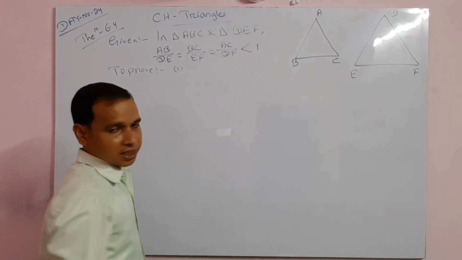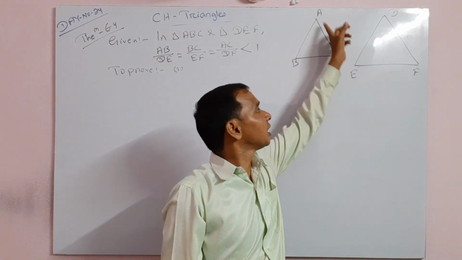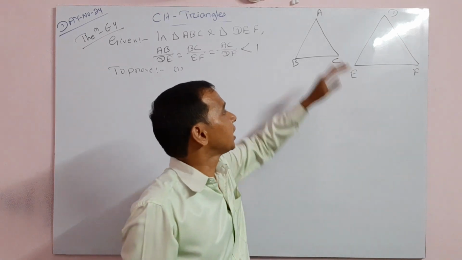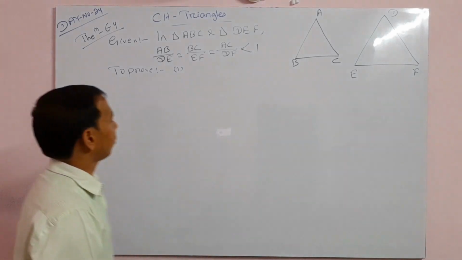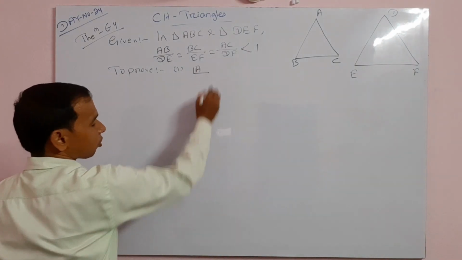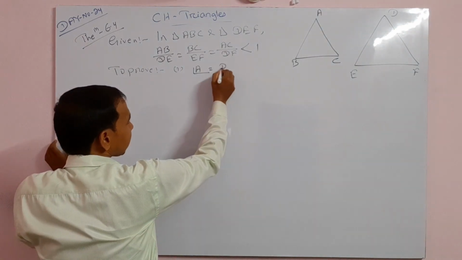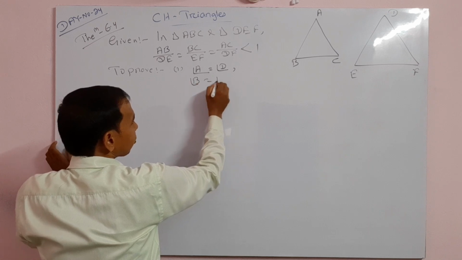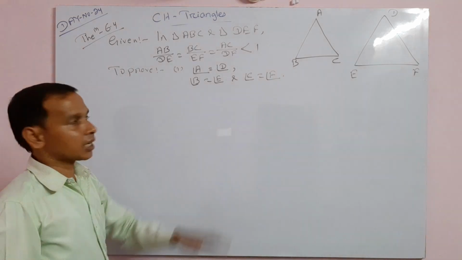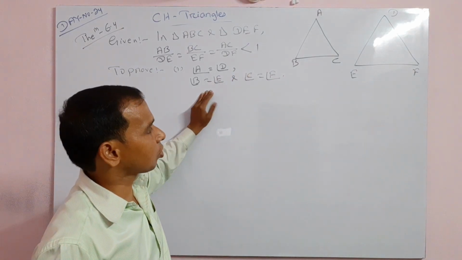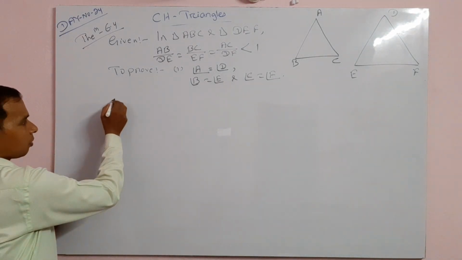Then to prove, we have to prove the first option here. Suppose this ratio is less than 1, that means AB is less than DE, BC is less than EF, AC is less than DF. Indirectly, triangle ABC is smaller than triangle DEF. Our aim is to prove that corresponding angles are equal: angle A equals angle D, angle B equals angle E, and angle C equals angle F. Given complete, to prove complete, then construction.